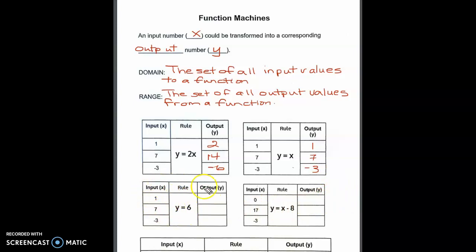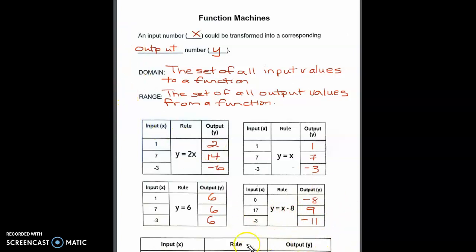On the next function machine, we plug in a 1, we get a 6. We plug in a 7, we get a 6. We plug in a -3, we get a 6. On the next function machine, we plug in 0. 0 minus 8 is -8. We plug in 17. 17 minus 8 is 9. We plug in -3. -3 minus 8 is -11. Okay, so that was the function machine part.